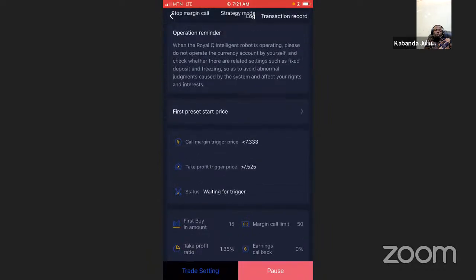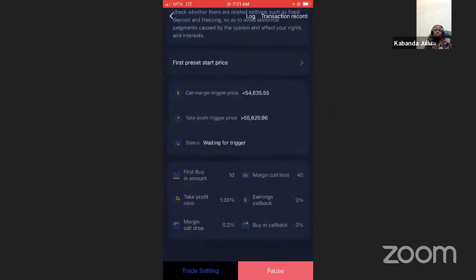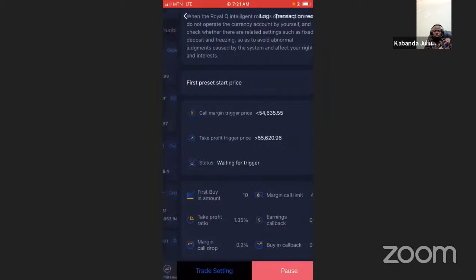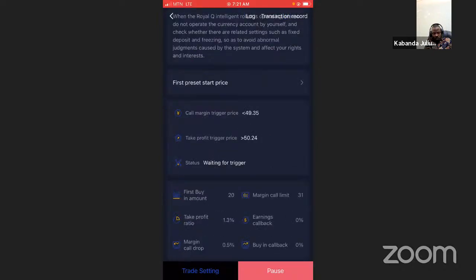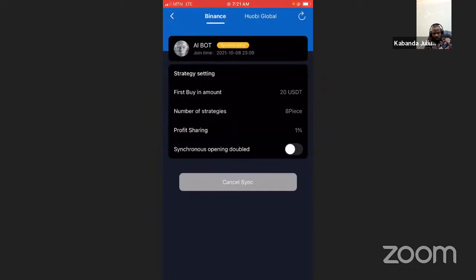But if you go back to BTC, the first amount to buy is 10, and the margin call is 40. For this one, the first amount to buy is 20 and the margin call limit is 31. But if you look at the strategy, it said the first amount to buy is 20 USDT and the number of strategy is 8.